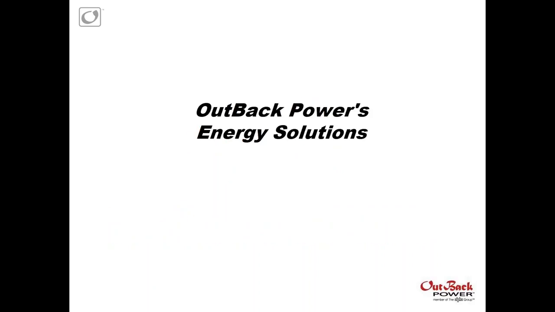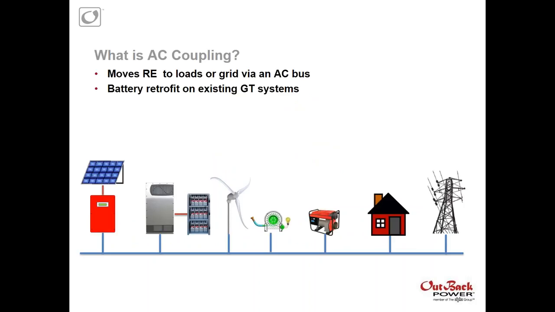So we'll start out here talking about AC coupling. Basically, the concept of AC coupling has been around since grid tie inverters first came out about 10 years ago. And really what it is, is a way to put backup or energy storage into a PV system that is grid direct. So you could call it a battery retrofit. But here we talk about moving the renewable energy to loads or to the grid via an AC bus. Essentially, all that's saying is that there's a common point of connection on the AC side with the grid tie inverter and with our charger. And we control which way that energy goes.